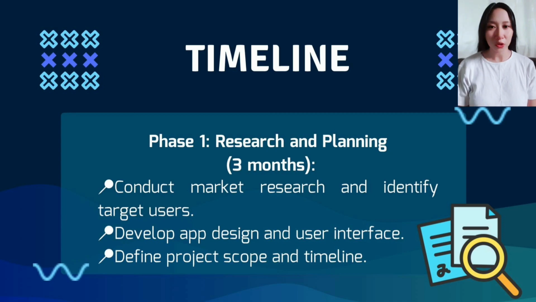Phase 1. Research and planning. For 3 months, conduct market research and identify target users. Develop app design and user interface and define project scope and timeline.